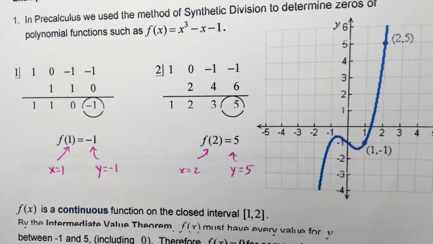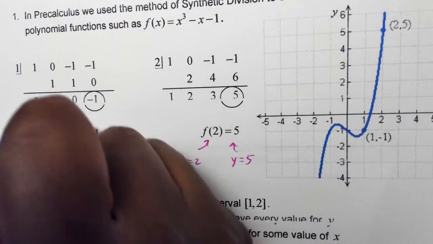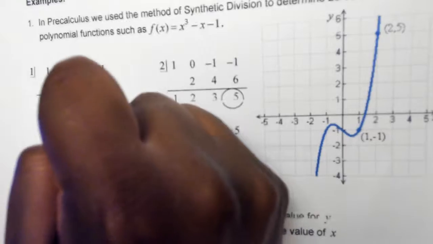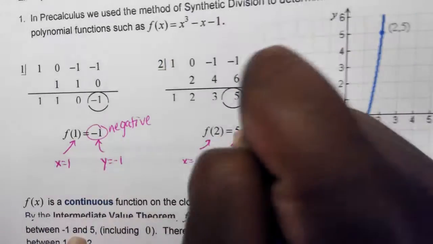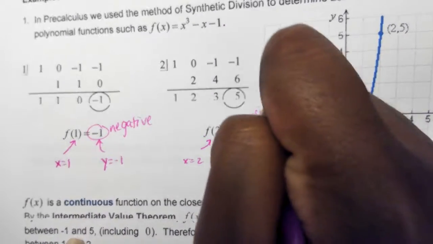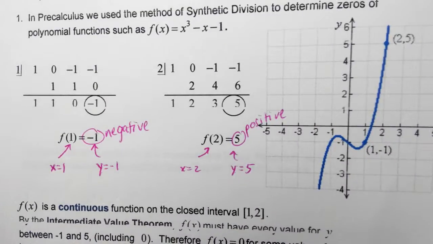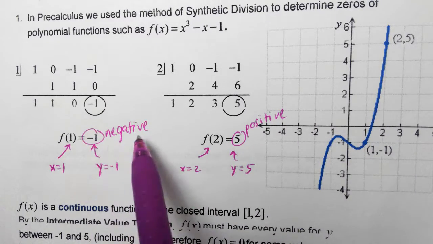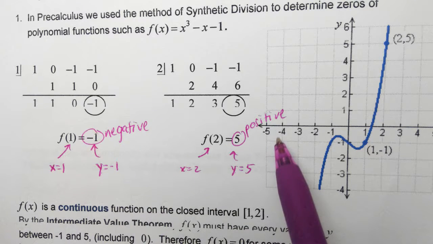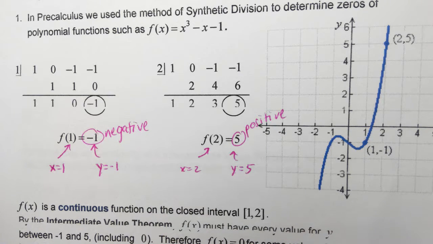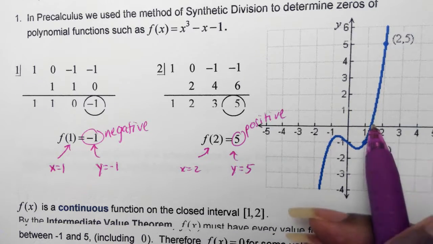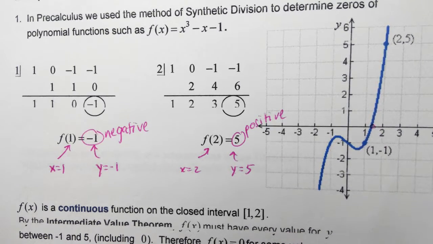Based on this information, my y values went from a negative number to a positive number. And the only way that could happen is if it passed through the value of 0. So on a continuous function, in order to go from negative to positive or positive to negative, you have to cross the x-axis. You have to cross, at some point, the value of 0.